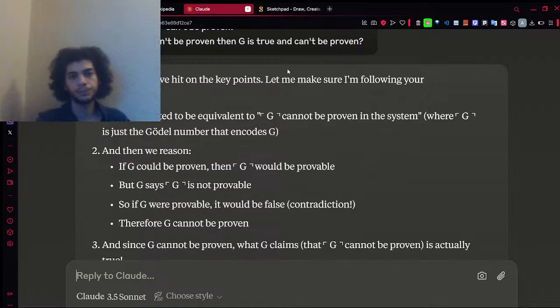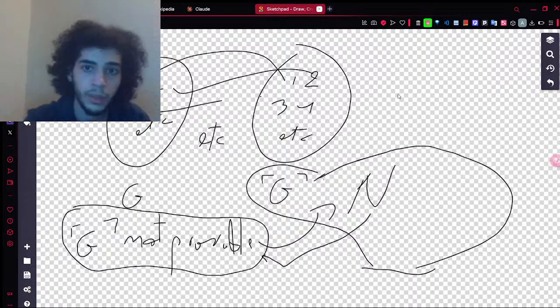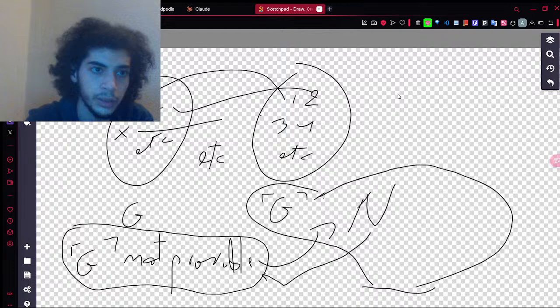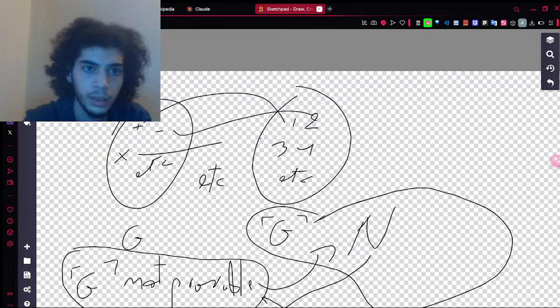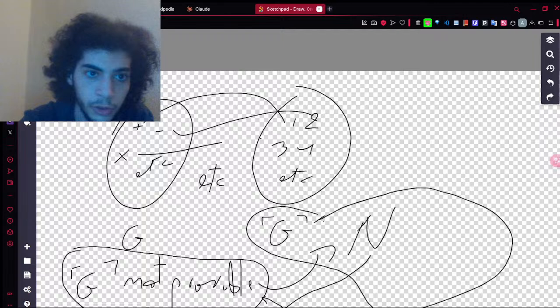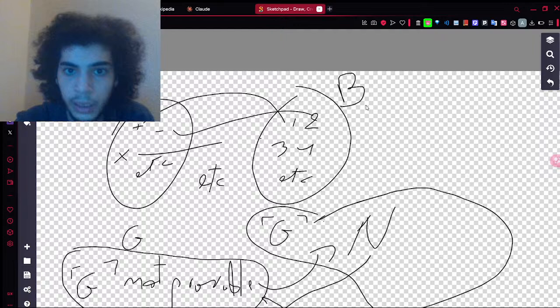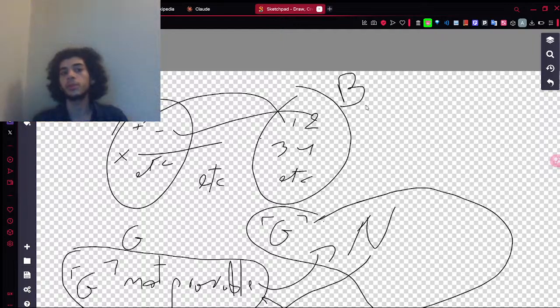Okay, so here's the thing. The system can be explained in terms of A right here or B right here. A and B both refer to the same system. One refers to it with symbols, the other refers to it with numbers.